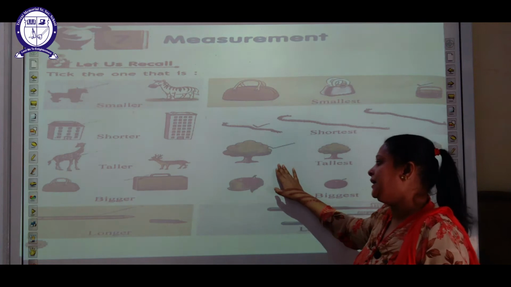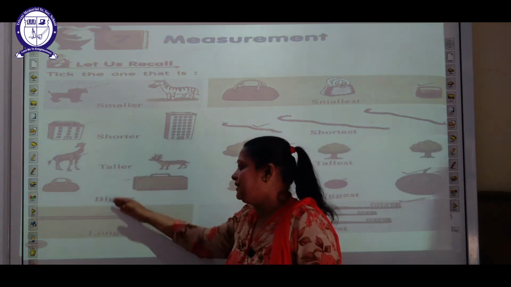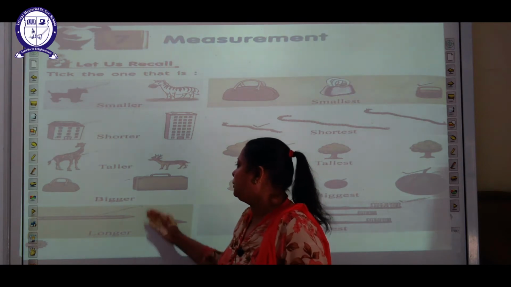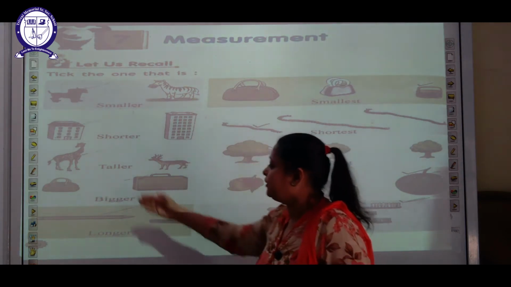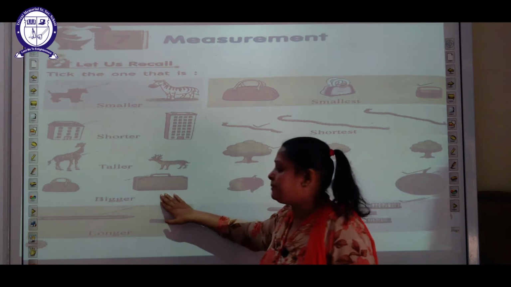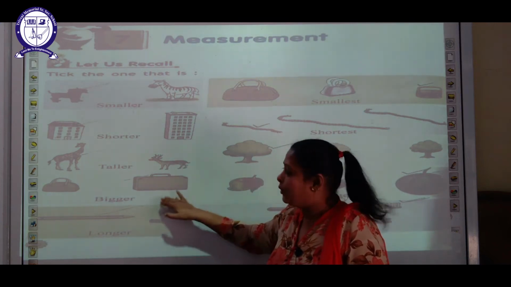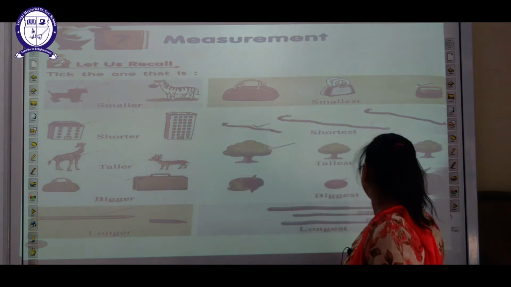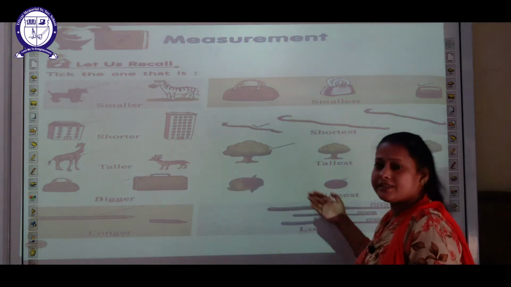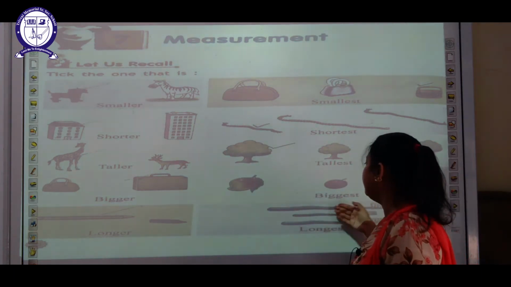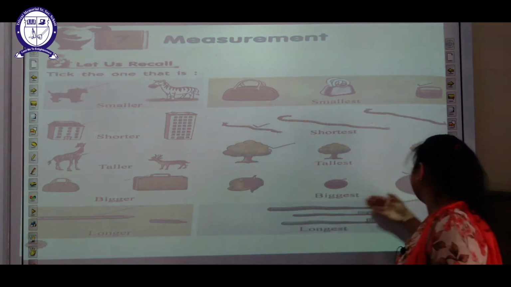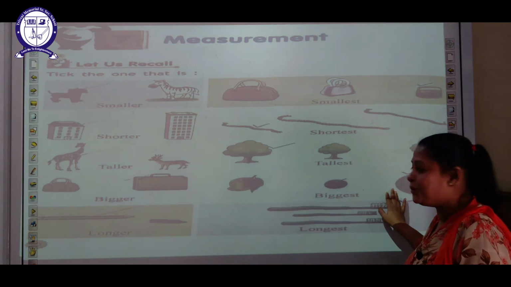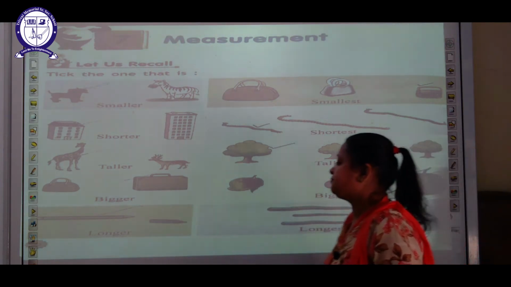So tick here. Next, students, in this we have to tick the bigger one. Okay, two pictures are there. Which is bigger, students? Look at this picture here. You have to tick the bigger one. Next, biggest. Which is the biggest among all of these? Okay, this. You have to tick here because this picture shows it is the biggest.